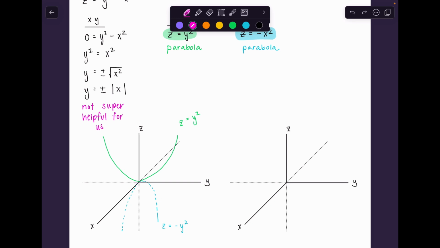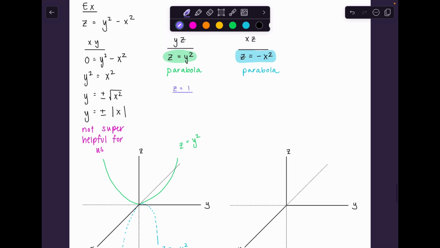So what I want to do is I instead want to find some other traces. So again, I'm going to pick the same thing. I'm going to pick some nice values of z and see, do I get something that I can draw easily? So we'll start with if I set z equal to 1. So going back up here, this gives me 1 is equal to y squared minus x squared. That shape I know, this is a hyperbola. And this opens in y.